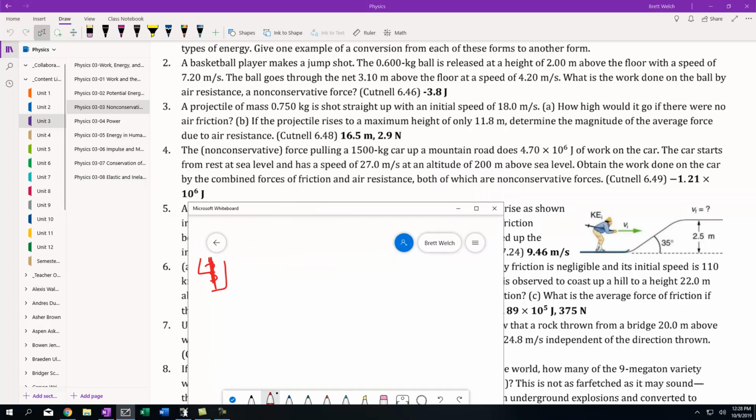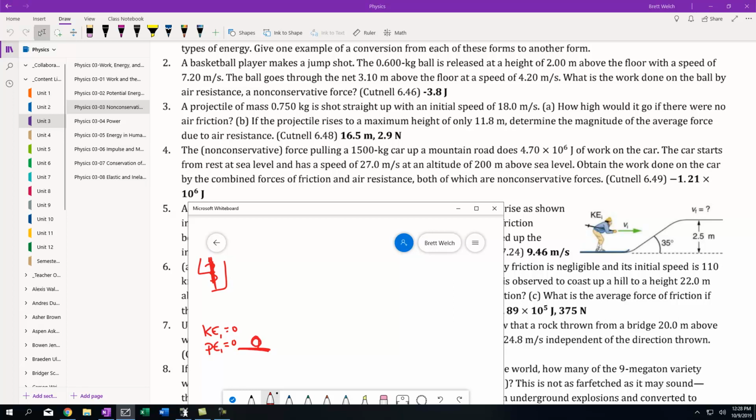Number 4 says there's a non-conservative force pulling a 1,500 kilogram car up a mountain road. It's doing 4.7 times 10 to the 6 joules of work on the car. Let's just be really clear. Something is pushing the car up the hill, and it is doing a certain amount of work. So there is work being added to the system, or an applied work. Originally, the car sits at rest at sea level, which means that the potential energy at the beginning is 0, and the kinetic energy at the beginning is 0. There is no energy in the system initially.